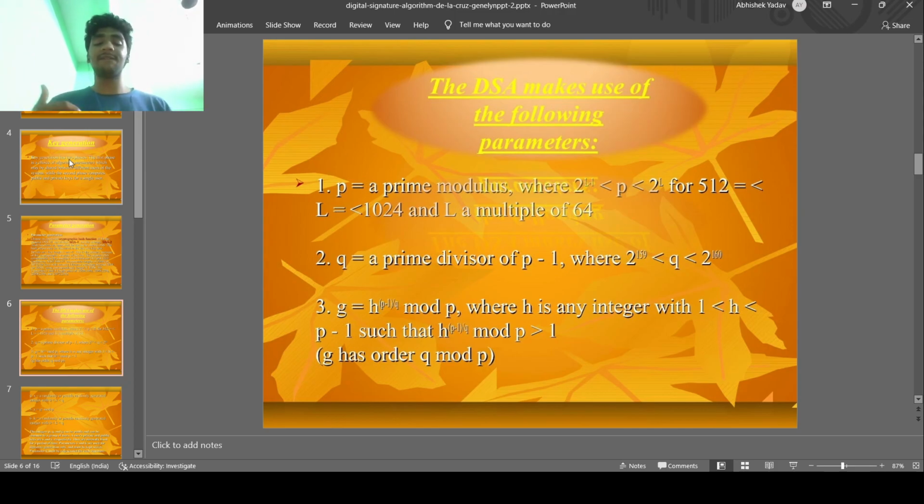Then we have G, which is equal to H^((P-1)/Q) mod P, where H is an integer constrained as greater than 1 and less than P-1, such that H^((P-1)/Q) mod P is greater than 1. And also G has order Q mod P.